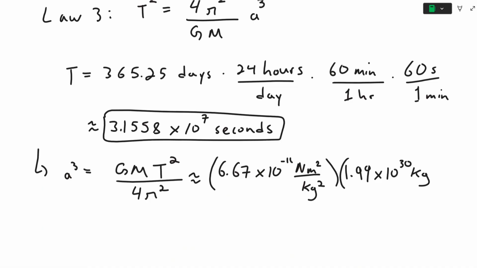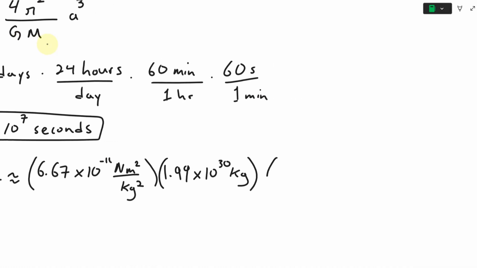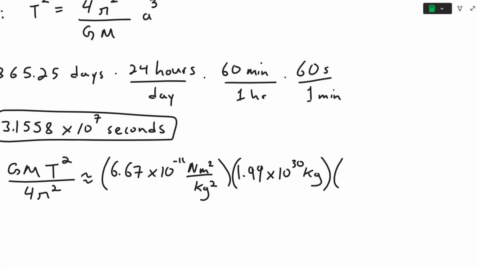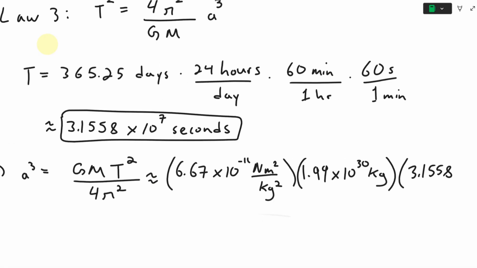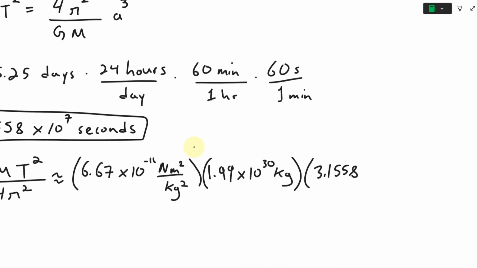So I'll put a bracket like that. And then T squared is going to be what we just solved, 3.1558 times 10 to the 7 seconds. I'll do a calculation check, so if you plug that into the calculator, you get that. And then this is squared.